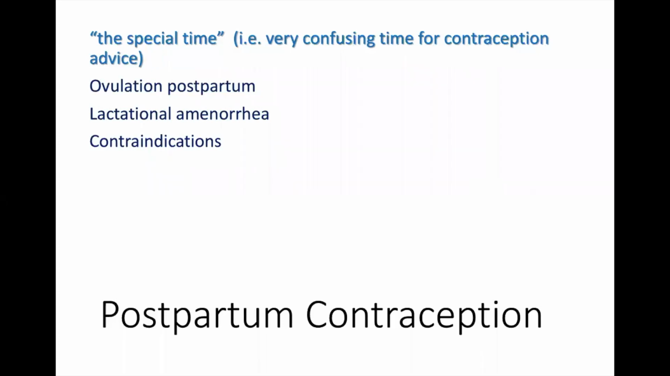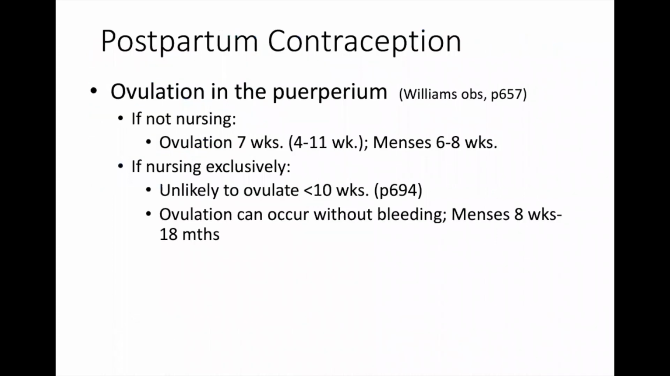The special times are ovulation postpartum, lactational amenorrhea and the contraindications. So it's a very confusing time for contraception advice. Postpartum, if not nursing, ovulation will resume after 7 weeks, or menses after 6 to 8 weeks. If nursing exclusively, then it is unlikely to ovulate before 10 weeks. Ovulation can occur without bleeding, and menses return at 8 weeks or up to 18 months.